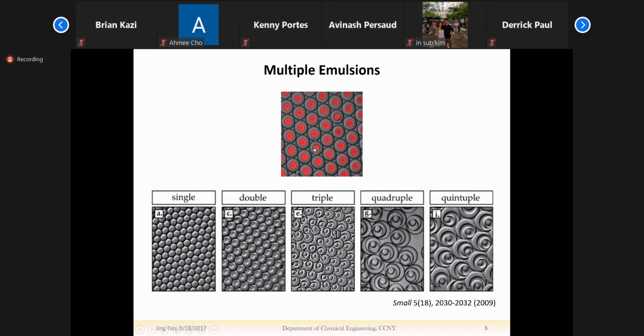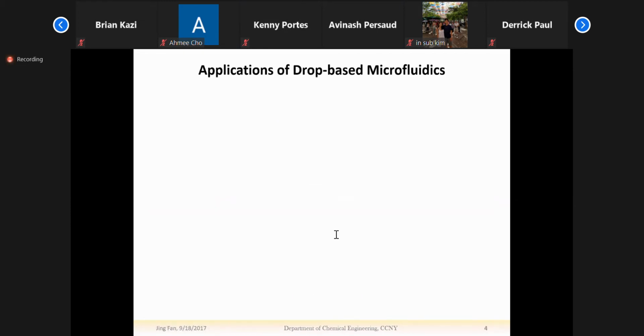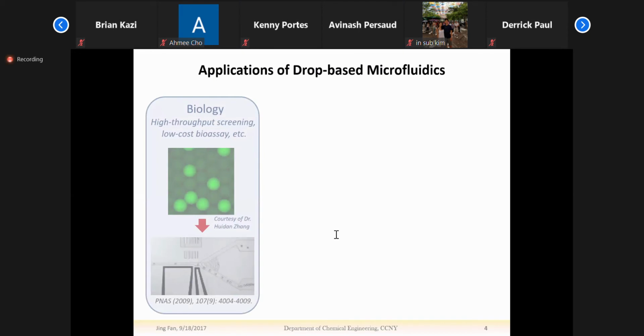For example, these double emulsion droplets were proposed for targeted delivery applications. Later on, I will show you a specific example. So you may encapsulate a certain drug or whatever active materials in the core, or if it's an oil-based drug, you can encapsulate it in the oil shell. Then at a certain condition, you can release them in a controlled manner. So these are multiple emulsions.